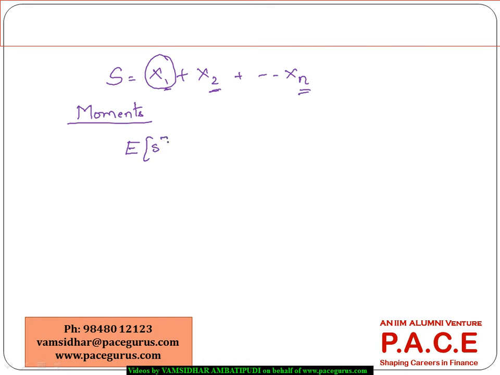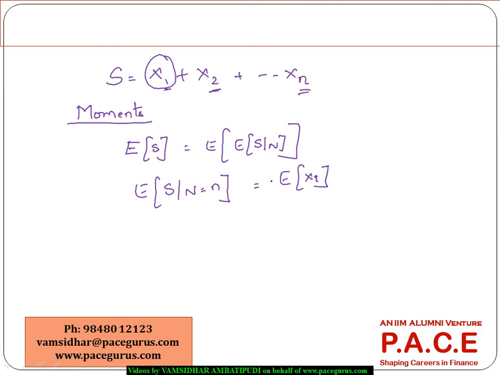Expected value of S, if I want, all I am looking at is expected value of S given N. Now, we know that expected value of S given N equal to n, right? Given that there is a fixed quantity n, what is the expected value of this? It's a simple average, right? Which is nothing but the expected value of the summation of Xi, i equal to 1 to n.